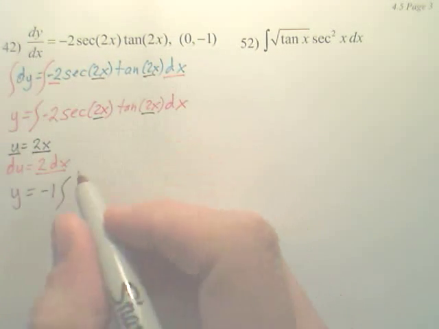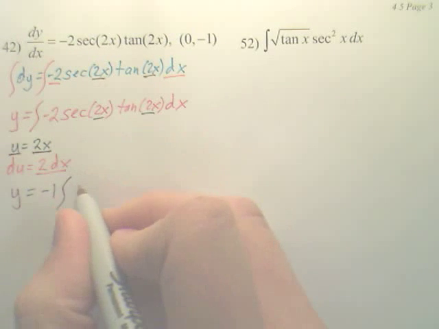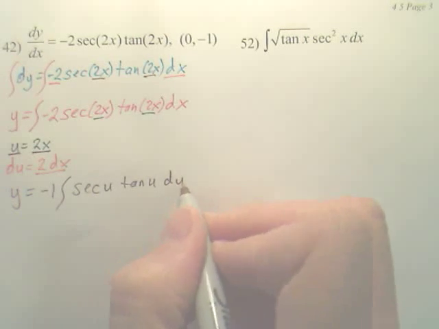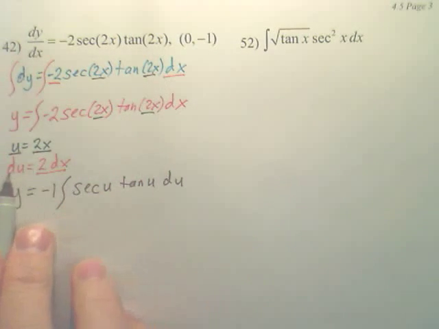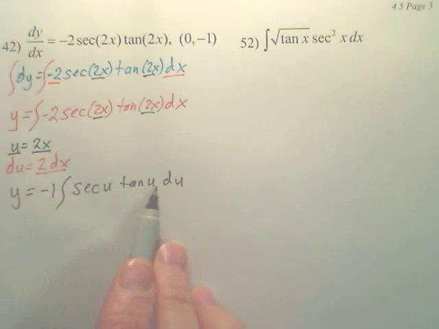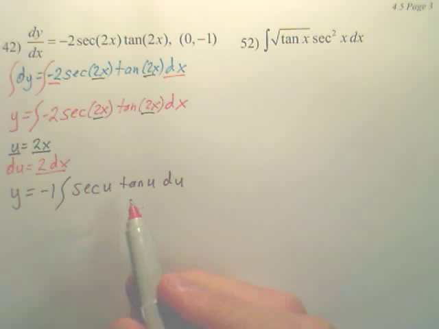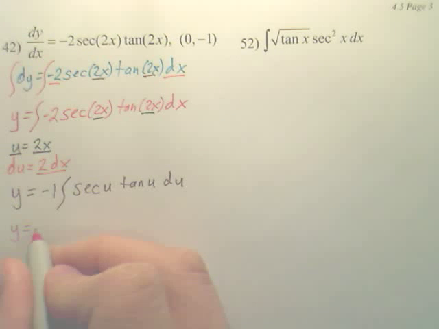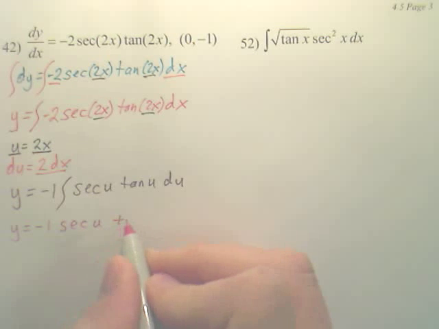And the 2 dx becomes du, and this simply becomes secant u tangent u du. Again, because the 2 dx becomes du, and the 2x's become u's. That is now an easy integral to do. The integral of secant tangent is simply secant. So my answer is negative 1 times secant u plus c.